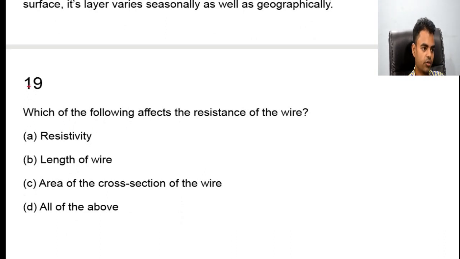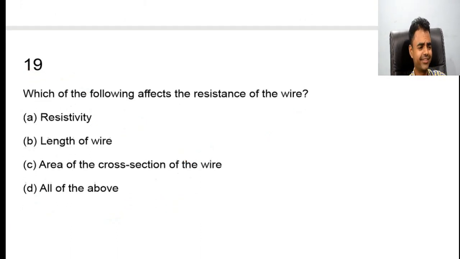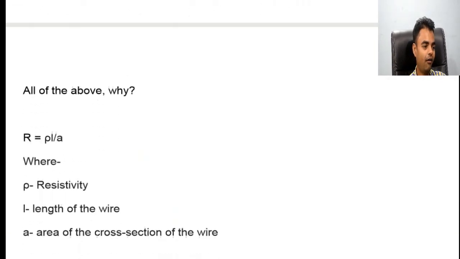Now let's come to the 19th question. Which of the following affects the resistance of the wire? Resistivity, length of wire, area of cross section of the wire, all of the above. The answer is all of the above. Maybe you are thinking why? Let me give you an explanation regarding this.